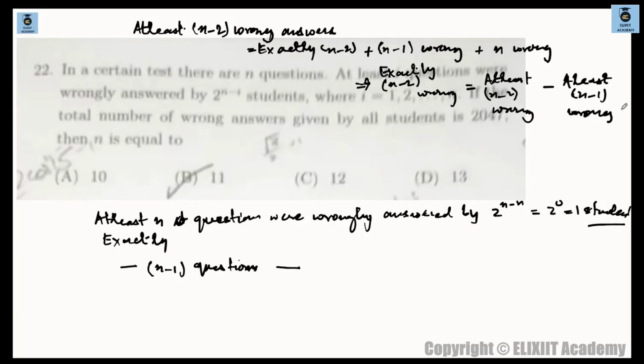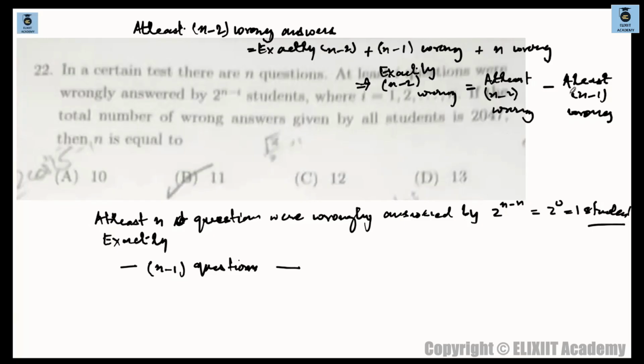This is a generalization principle of the at least kind of questions which you learn for your board exams as well. When you learn these keywords in permutation and combination, when at least is being used, you simply subtract from the total the remaining not included part. So here it's a generalization of this at least concept.